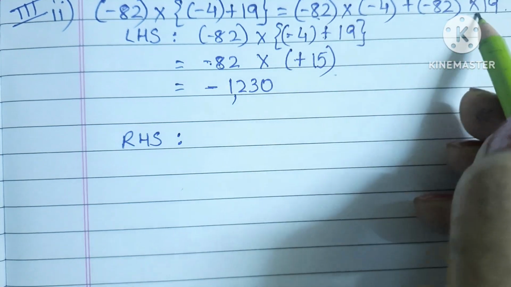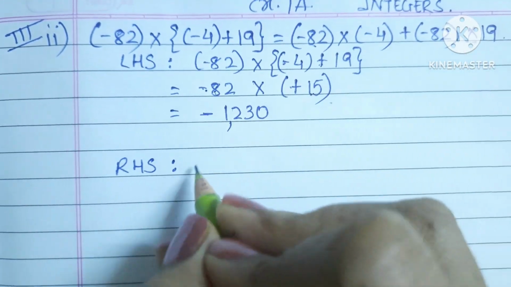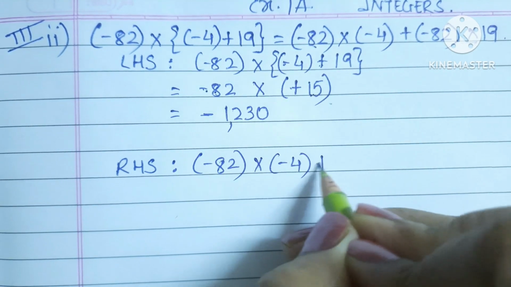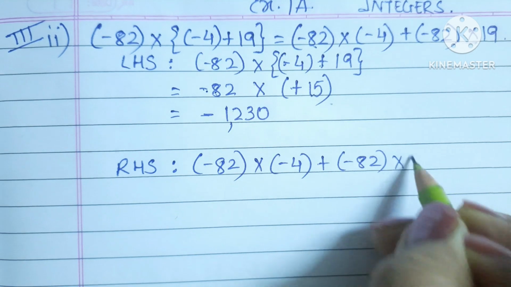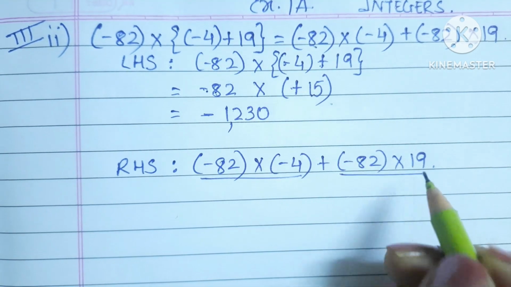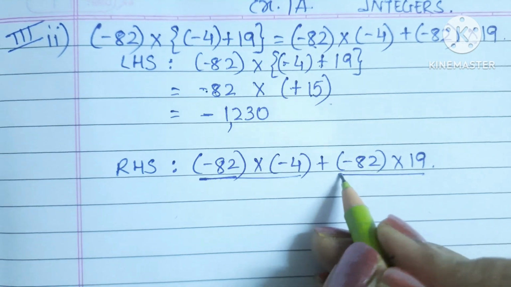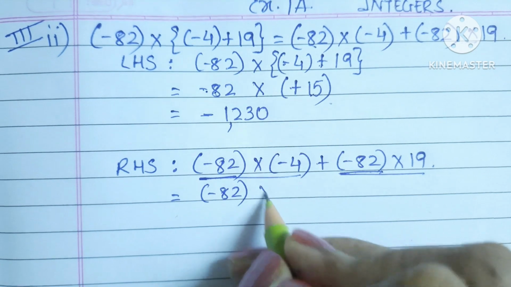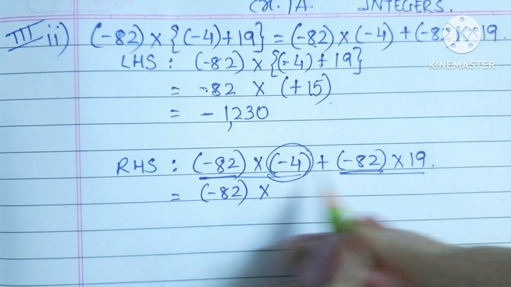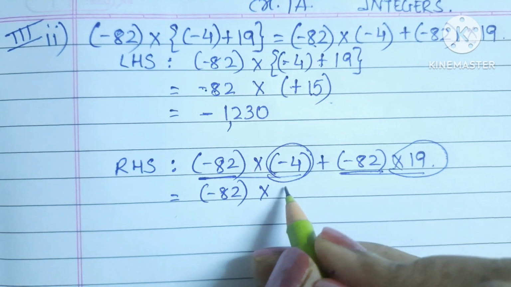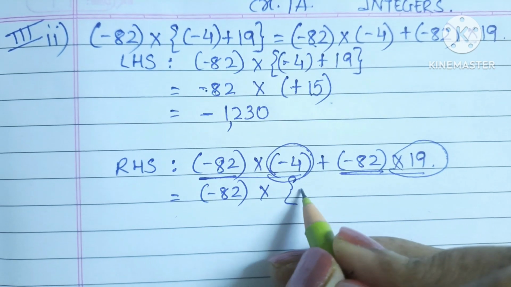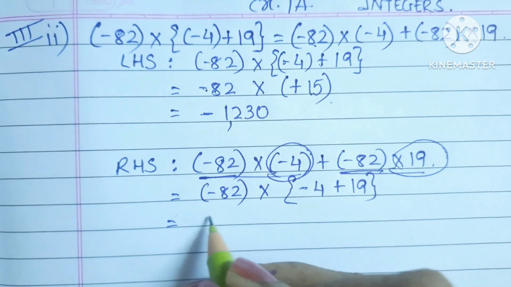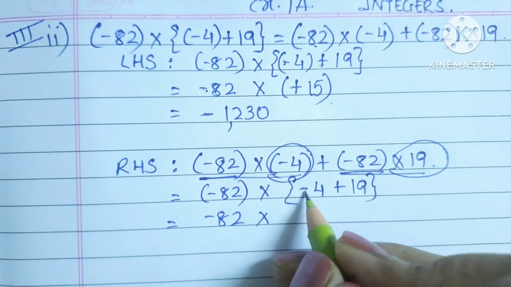The question in the right hand side is this: minus 82 multiplied by minus 4 plus minus 82 multiplied by 19. Here again we are going to use the distributive property. We can see minus 82 is common. So I will make a bracket of minus 82 multiplied by the remaining terms, minus 4 plus 19. So minus 82 multiplied by minus 4 plus 19.